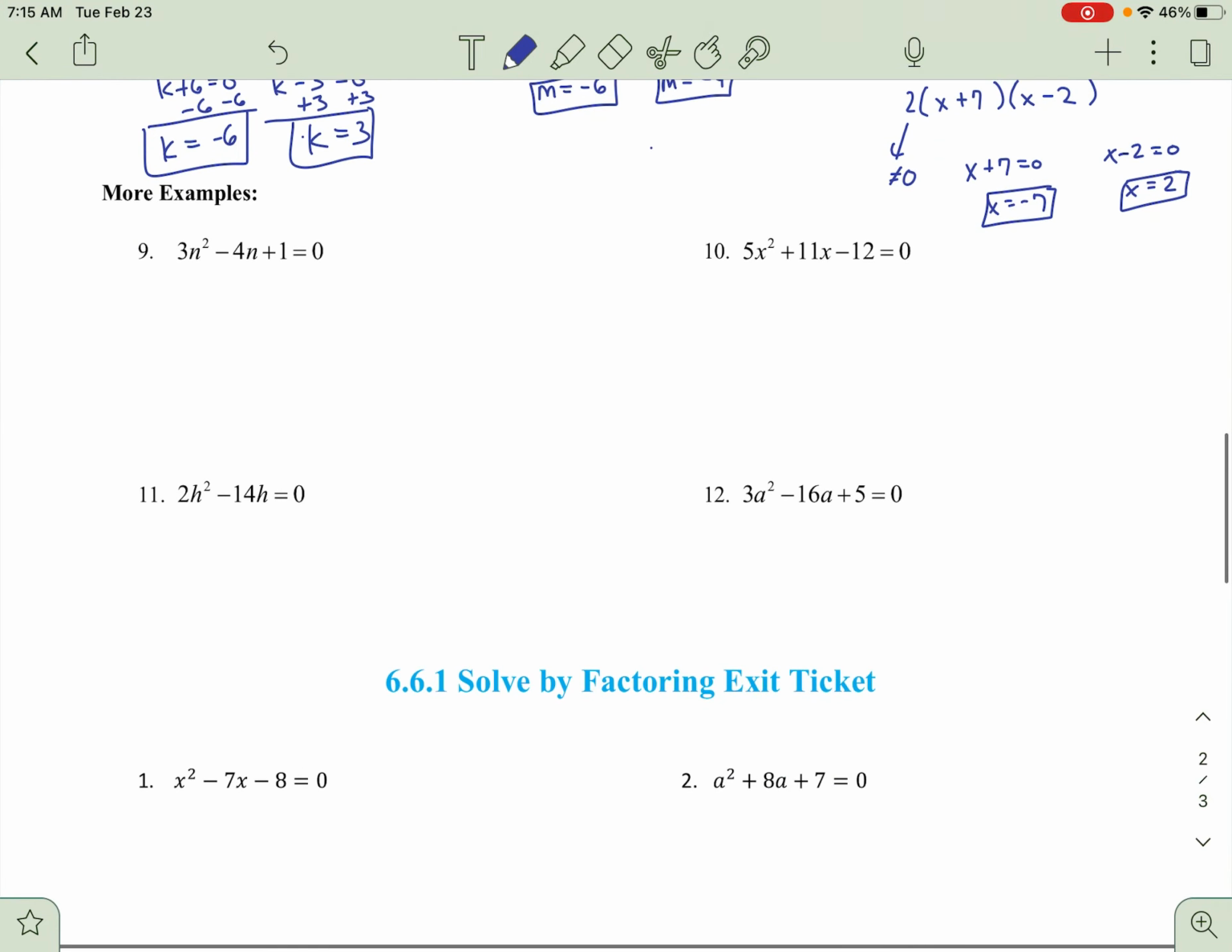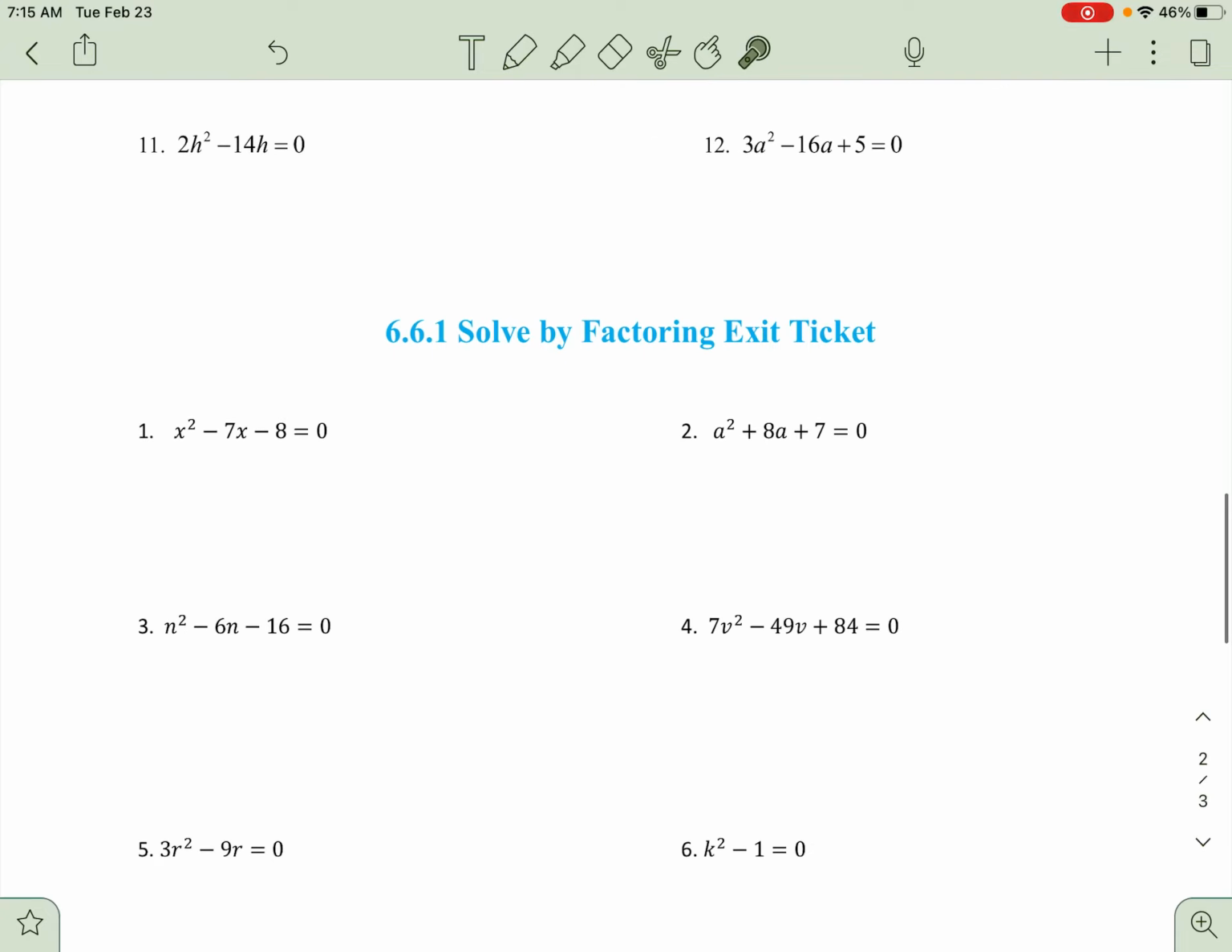I want you to try 9, 10, 11, 12. I will actually post the key for those. And then you have your exit ticket at the bottom as well.